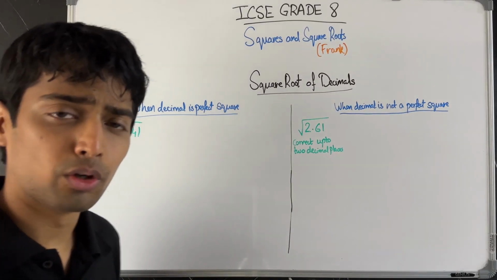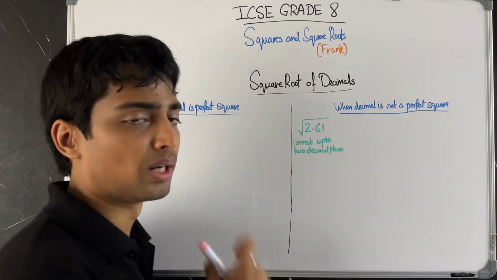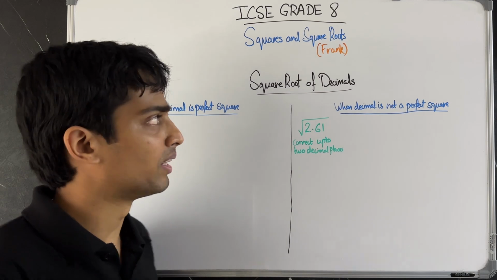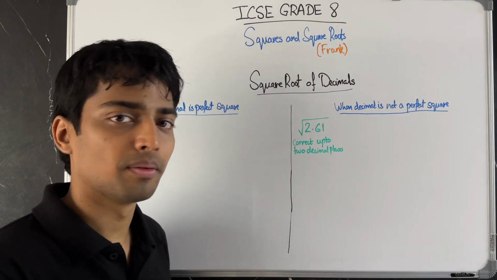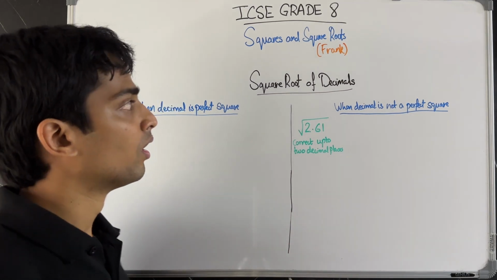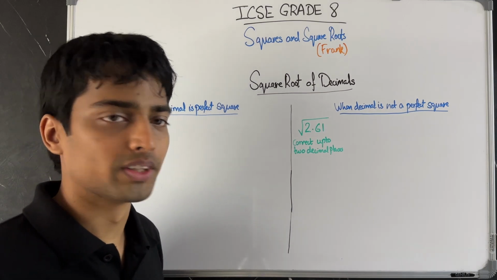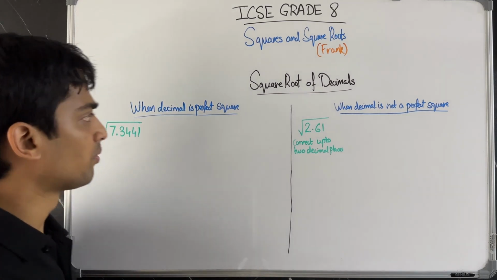Hello guys, we are going to learn about how to find square root of decimal numbers. We already learned about how to find square root of integers by prime factorization or the long division method. For decimals, we are going to use long division method only. Now this is the first sum.